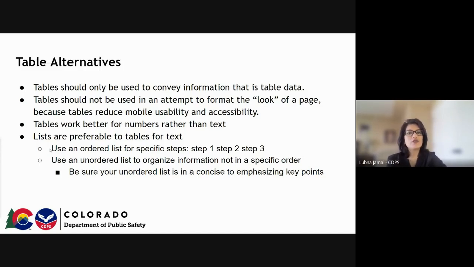Meaning, are there actual data points in there that could lend itself to a chart or a graph? Or are we just organizing textual data to make it look more appealing and format it around boxes? Tables will work better with numerical data, whereas if you are organizing text, then a better option would be to use lists. It could be numbered lists, depending on if there are specific steps, or an unordered list if you are just highlighting using some bullet points.